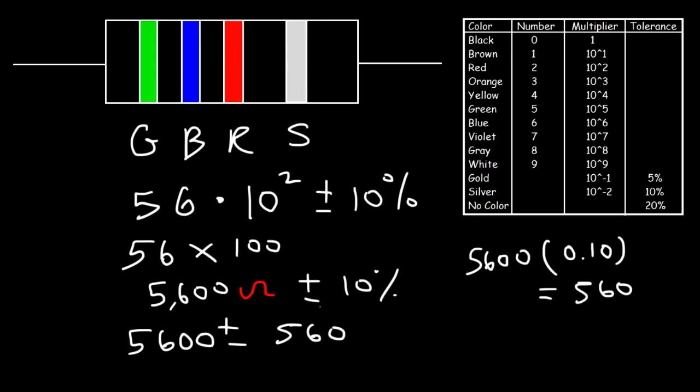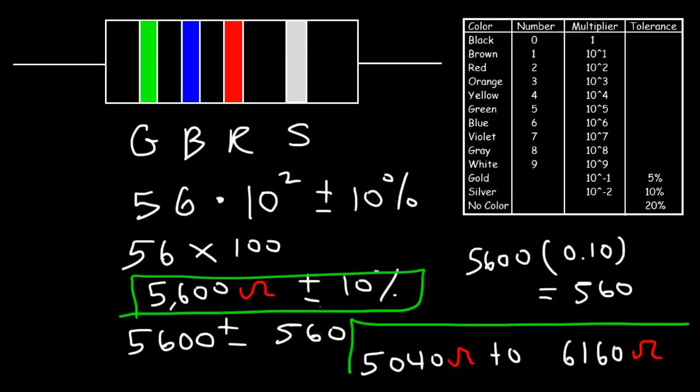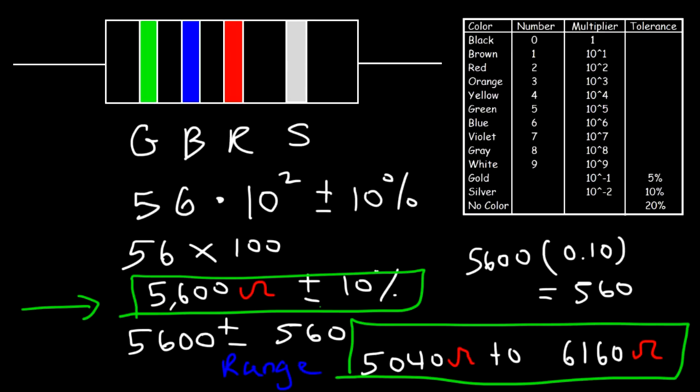5600 plus 560 is 6160. And 5600 minus 560, that's 5040. So the actual resistance could be anywhere between 5040 ohms and 6160 ohms, with the average value being around 5600. So this is the resistance, and this is the range in which the actual resistance can be.